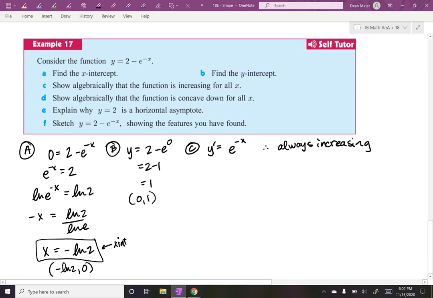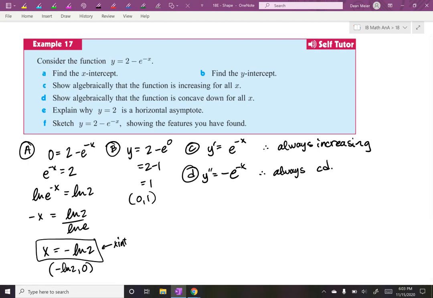And then part D says take the second derivative, right? Oh, and that's what we were supposed to show. I didn't even realize that. Second derivative is e to the negative x, but then chain rule, don't forget the negative, which is always negative. So therefore, it's always going to be concave down because the second derivative is negative. Always concave down, and explain why y equals 2 is the horizontal asymptote.